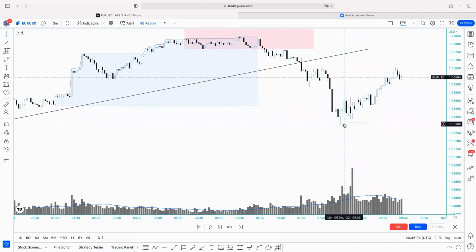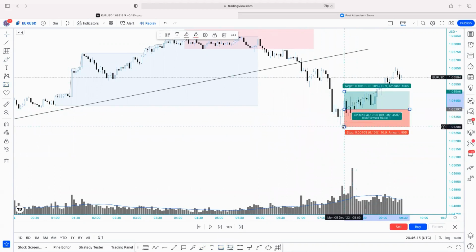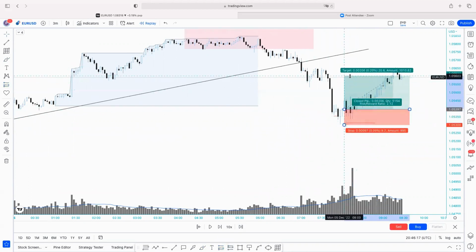But finally, at least we can clearly see it here. Break to the downside, break to the upside, trade. So by this time, let's say we don't enter perfectly here, we enter a little bit higher, maybe we enter here, whatever. By this time, we will be already risk-free.